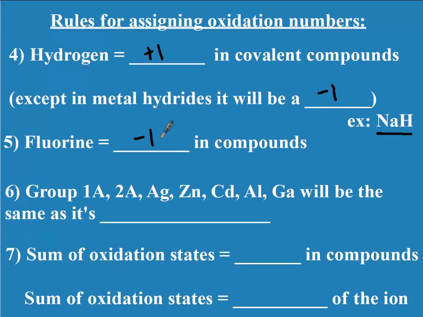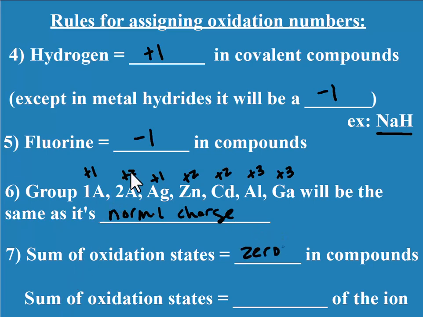And then if you have group 1A, 2A, silver, zinc, cadmium, aluminum, or gallium in a compound, it's going to be the same as its normal charge. So group 1A would be +1, 2A +2, silver would be +1, zinc +2, cadmium +2, and aluminum and gallium would both be +3. The sum of the oxidation states should equal 0 in a compound, and the sum of the oxidation states will equal the charge if it's an ion.